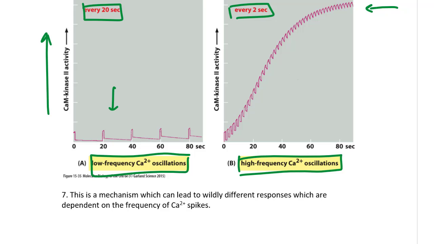Now, this can lead to wildly different responses for here and here. Even though they're calcium spikes, having low activity of CAM kinase 2 can lead to one response, whereas having high activity of CAM kinase 2 will lead to a completely different response. Sometimes these responses are actually opposites of each other.